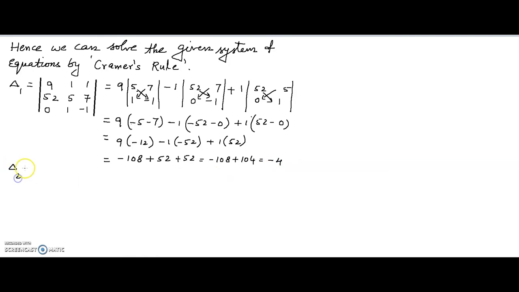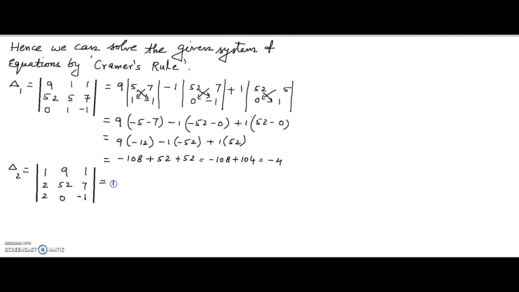Then we will find the second determinant delta 2. So in matrix A, we need to replace the second column with constants. The first and the third will be same as in matrix A. Understand very carefully that when you are finding delta 1 in matrix A, you have to replace the first column with constants. When you are finding delta 2 in matrix A, you have to replace the second column with constants and then expand the determinant.